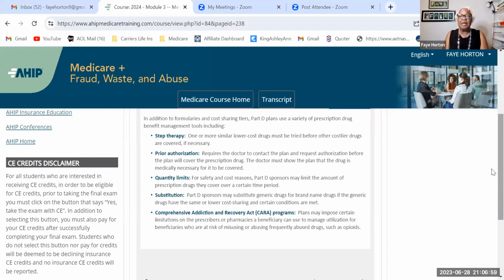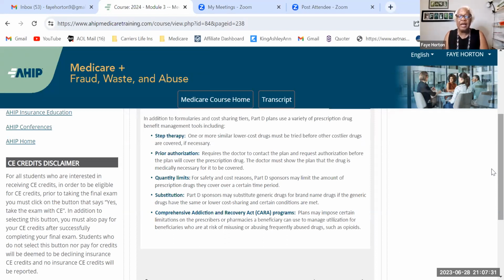Quantity limits is another tool that's used for management. For safety and cost purposes, Part D sponsors may limit the amount of prescription drugs they cover over a certain period of time. So for certain drugs, particularly pain medications, those prescriptions have limits. People can only be prescribed a certain amount, and the doctors are well aware of what these limits are.